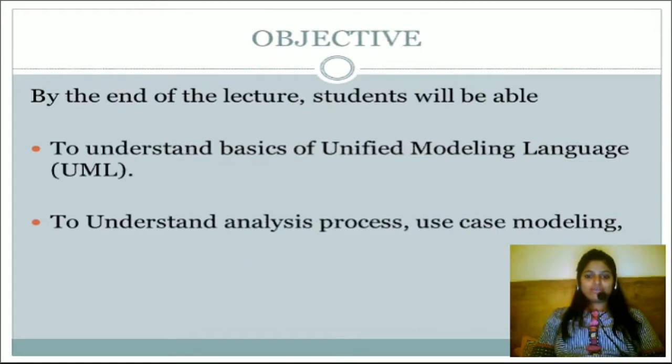So the objective of today's lecture: by the end of the lecture, students will be able to understand the basics of the UML modeling language. Along with that, students will be able to understand the analysis process and use case modeling. So let's start with the first topic of today's lecture.